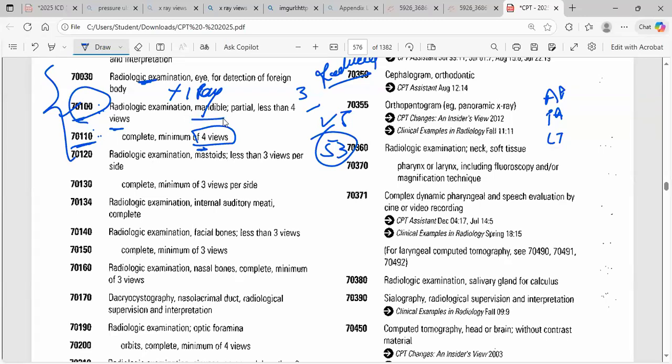So these codes are based on the location, and if a code says, like here, less than 4 views, then even though the doctor did 2 views or 1 view, in those cases also you are not going to use the modifier 52. Clear?